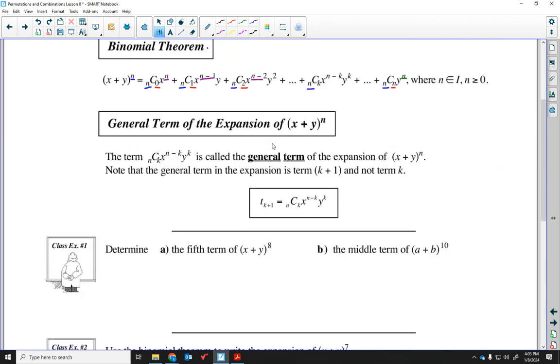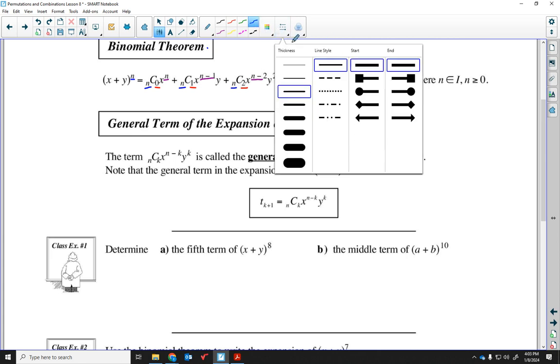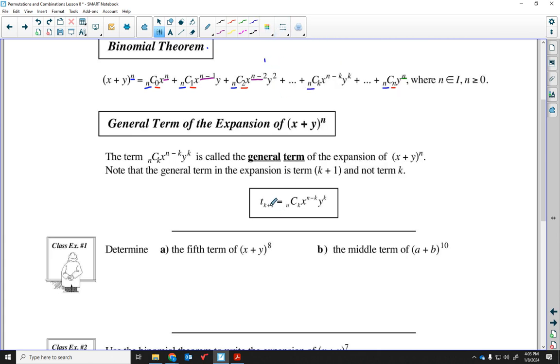Now, the way it is presented, it says t sub k plus 1 is equal to n choose k, x to the power of n minus k, and then y to the power of k. I do want to point out that this is on the formula sheet.